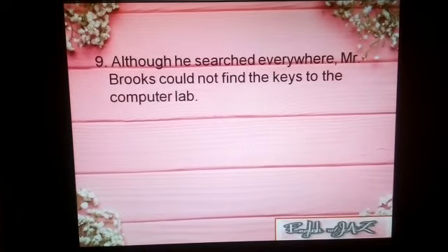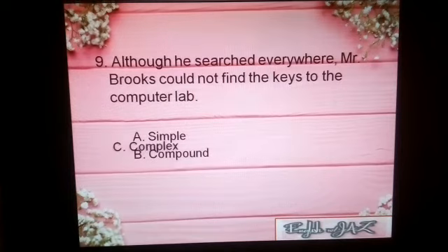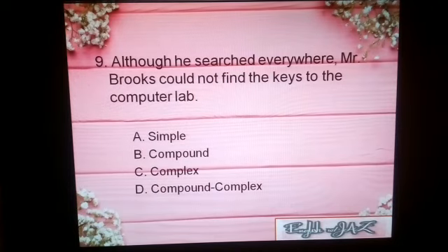Let's have number 9. Although he searched everywhere, Mr. Brooks could not find the keys to the computer lab. So let's look into the sentence. We have a subordinating conjunction although, which makes although he searched everywhere a dependent clause. Mr. Brooks could not find the keys to the computer lab is one independent clause. So in this sentence, we have one dependent clause and one independent clause, which makes this a complex sentence.